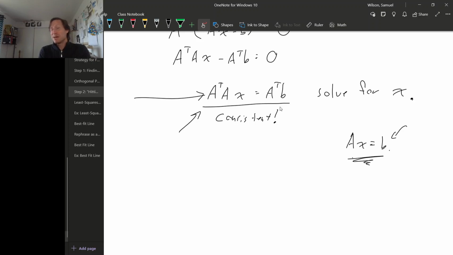And the nice thing about this new equation is if you already know A and b, this equation is very easy to write down and it's very easy to solve. All you have to do is figure out what this new equation is by calculating some matrix products, and then you're solving a regular old system. This new equation is called the normal equation associated to the original equation Ax equals b. So the short version of all of this is: to find your least squares solution, solve the normal equation.